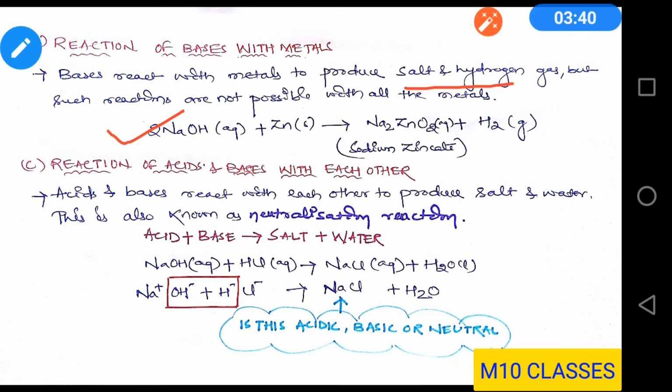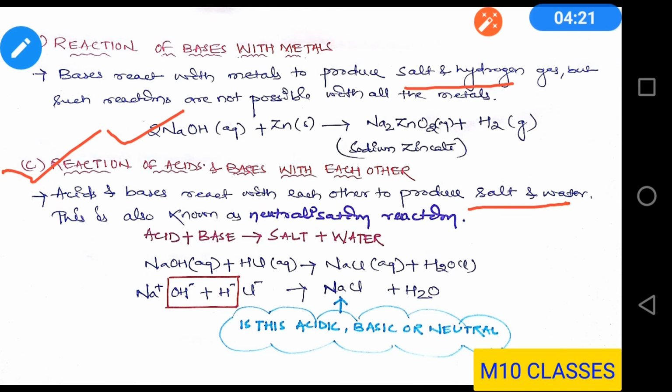Next comes the reaction of acids and bases with each other. How do acids and bases react with each other? This is an important question. Acids and bases react with each other to produce salt and water. This is very important. This reaction is called a neutralization reaction. When a strong acid and a strong base react with each other, they form a neutral salt, and that's why it is also known as a neutralization reaction. Acid plus base gives salt plus water. NaOH plus HCl gives NaCl plus water.